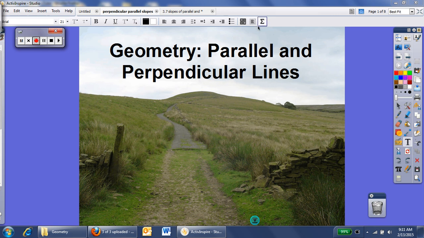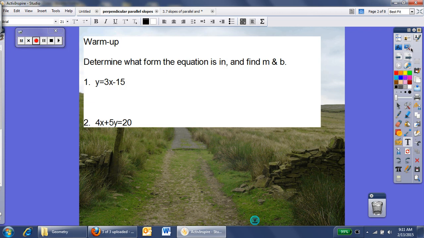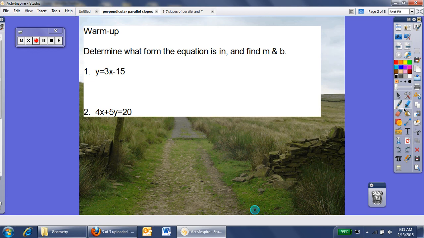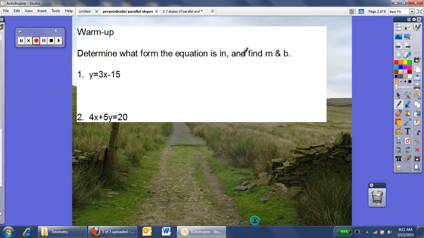Going to talk about parallel and perpendicular lines. Here's our warm-up. Go ahead and pause the screen and complete this. Determine what form the equation is in and find m and b.